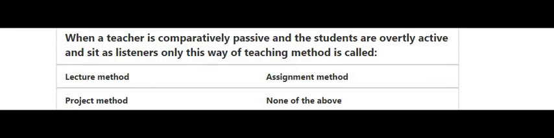When a teacher is comparatively active and the students are overtly passive and sit as listeners only, this way of teaching is called: lecture method, assignment method, project method, none of the above. The correct answer is lecture method.